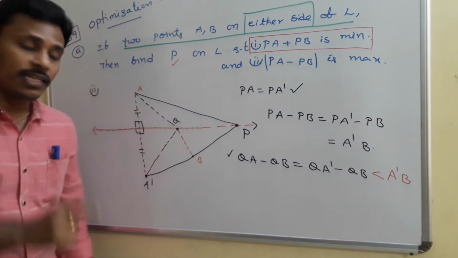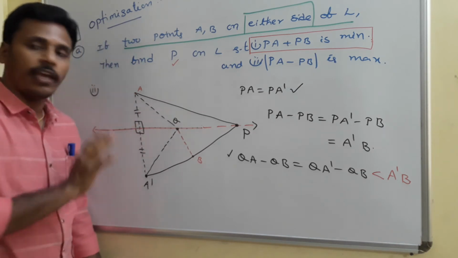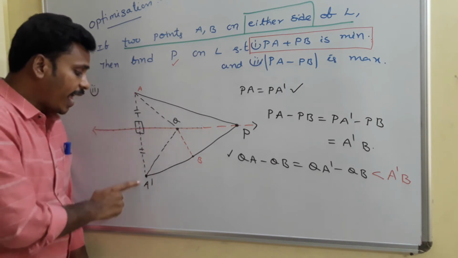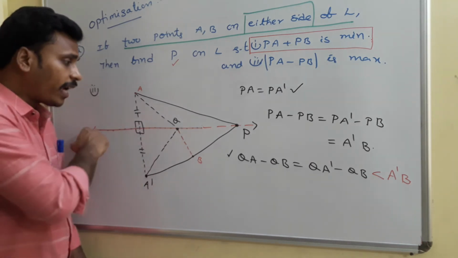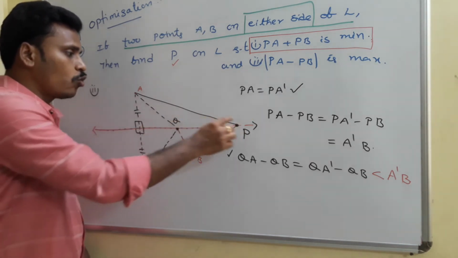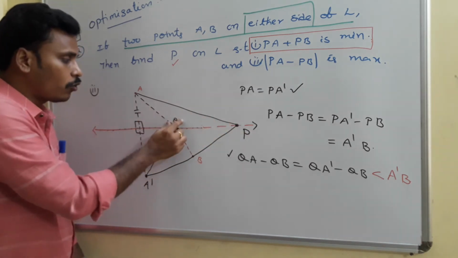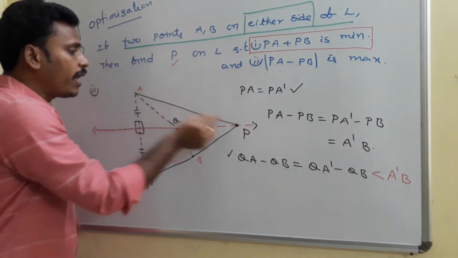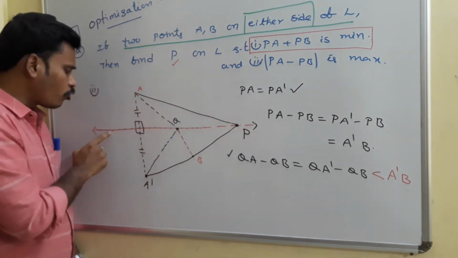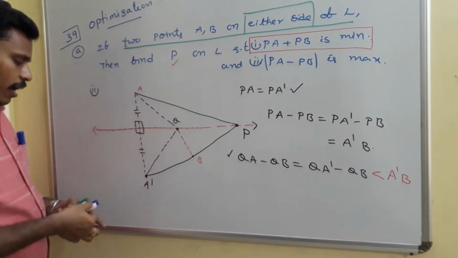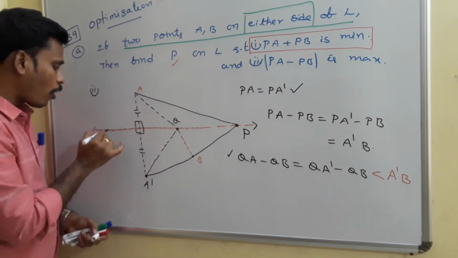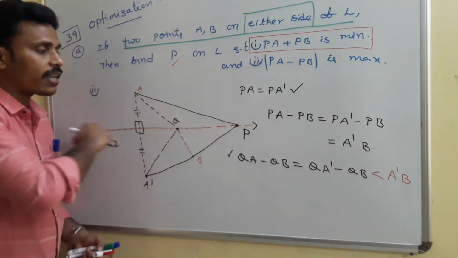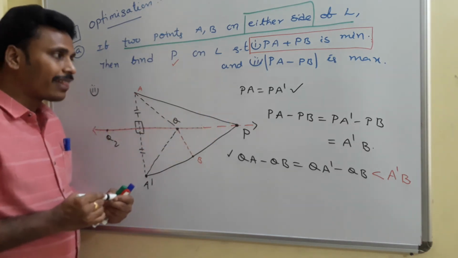One thing is, first you locate the image of A, that is A dash. The second thing is, A and A dash are images, so take different points on this line, like Q, like P. If it is Q, QA is equal to QA dash. If you take P, PA is equal to PA dash. Or you may take some Q2 here, any point on the line. For all those points, the distances Q2A and Q2A dash are equal, because this line acts like a perpendicular bisector. That's a thing you need to memorize.